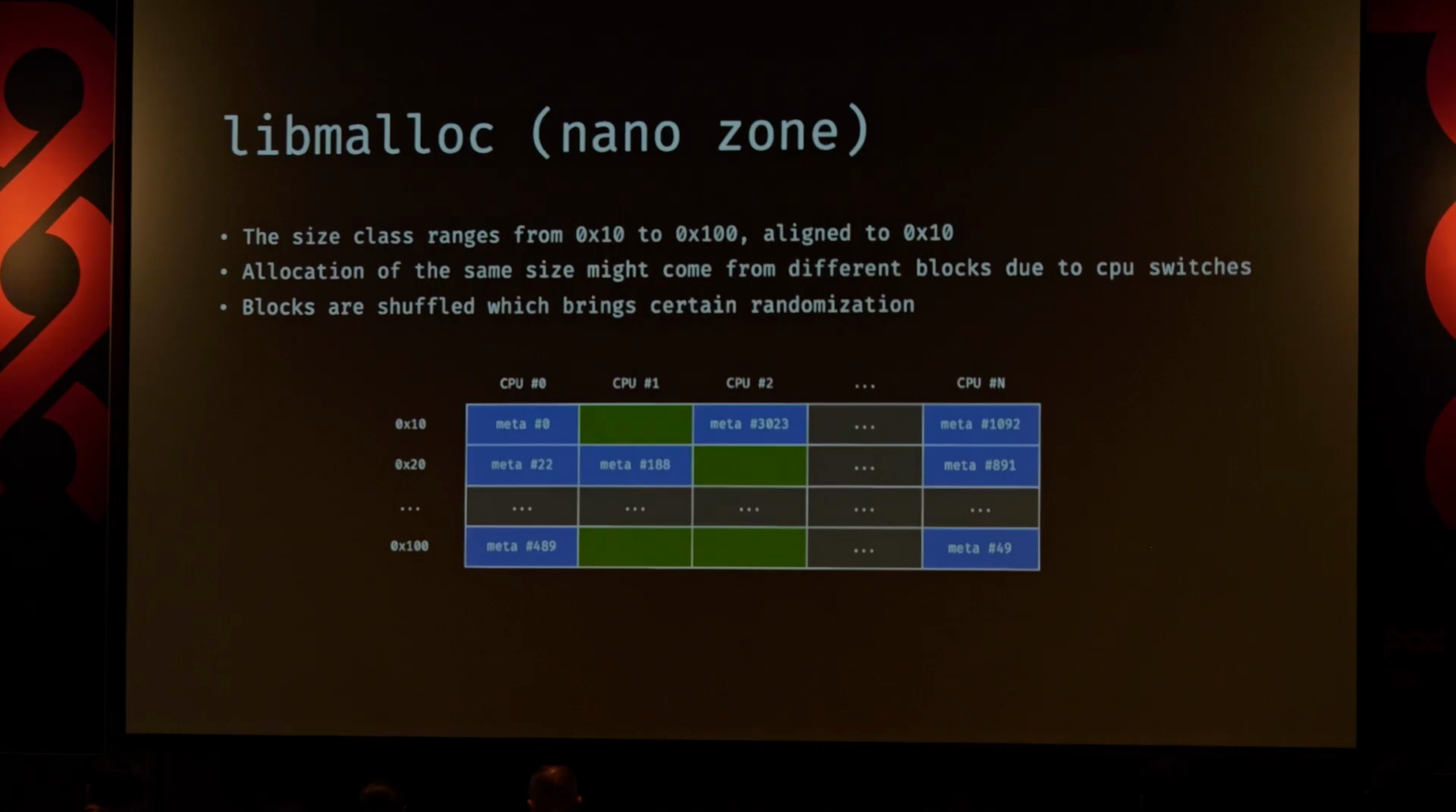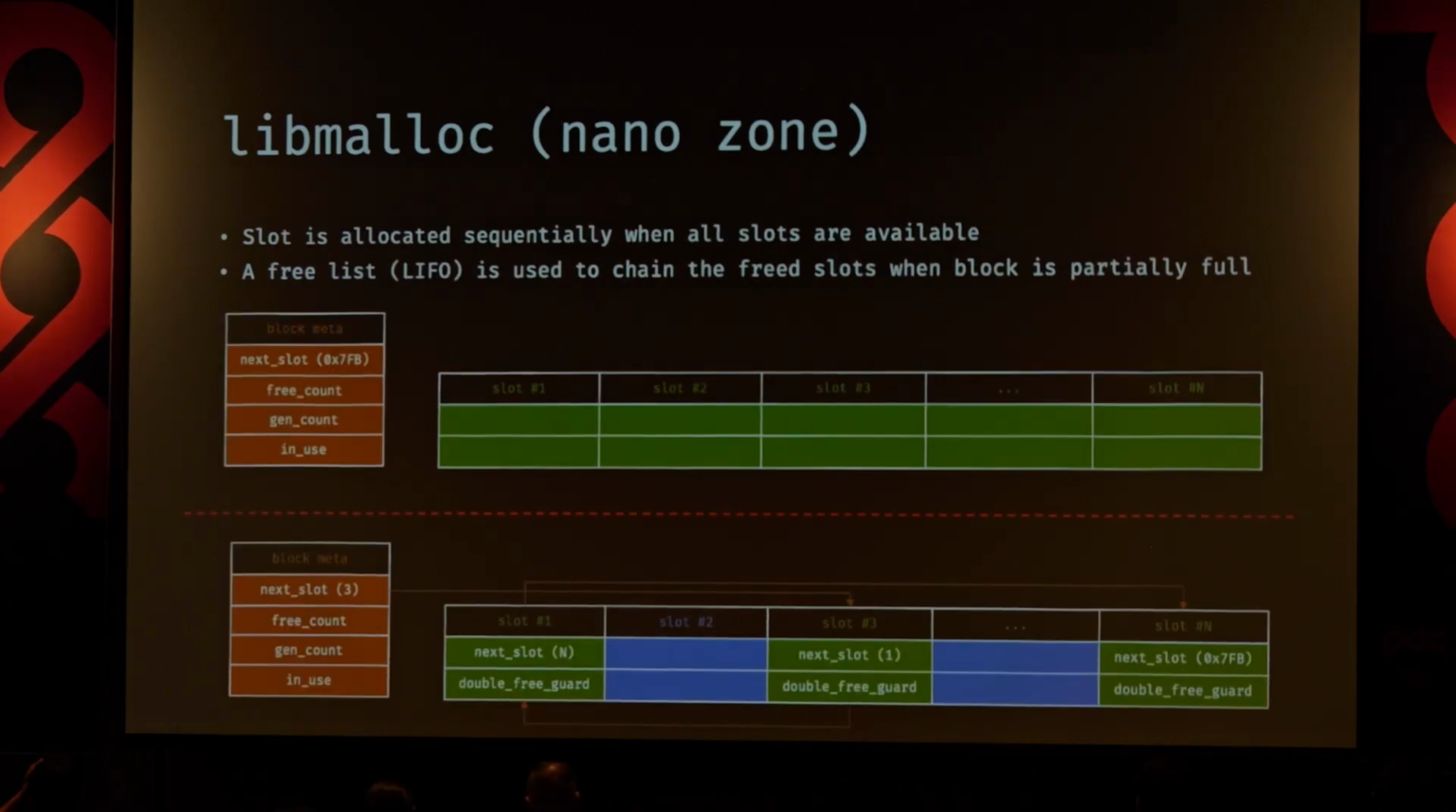However, libmalloc makes some multi-core optimizations, which also introduce heap manipulation complexity. Specifically, different CPU cores will use distinct blocks even for identically sized allocations, causing unpredictable allocation results. To clarify, as this diagram shows, for size class hex 10 slots, allocation on CPU 0 uses block 0 managed by meta block 0, while CPU 2 may access block 3023. If two contiguous allocations of size hex 10 happen on CPU 0 and CPU 2 separately, the returned slots will definitely come from two different blocks. Moreover, since the block space layout is shuffled, doing heap manipulation on blocks would also be challenging.